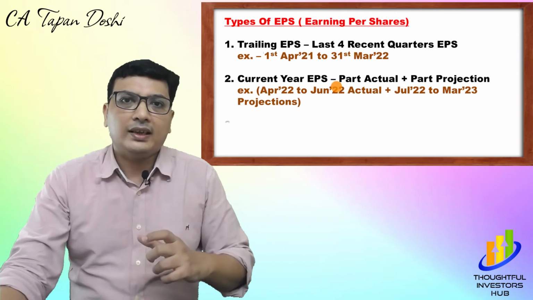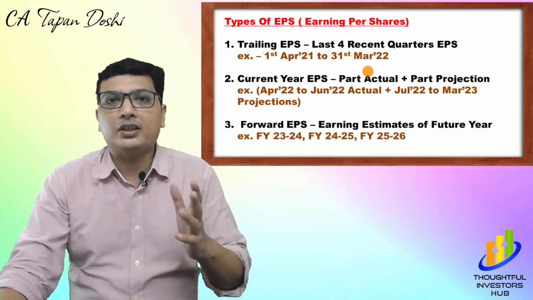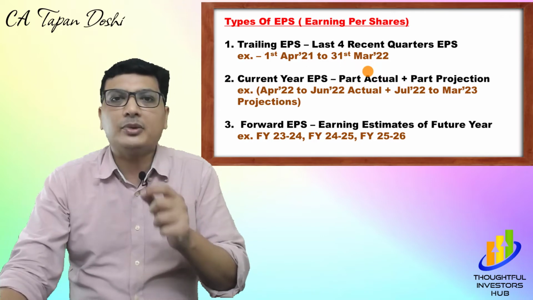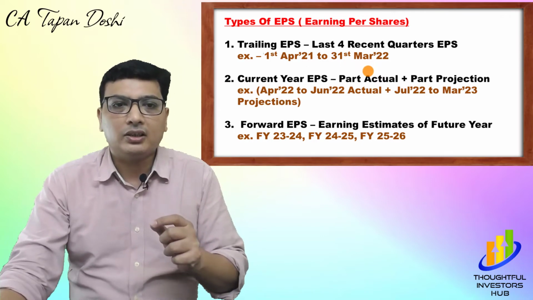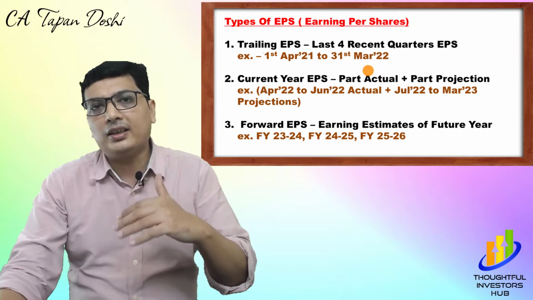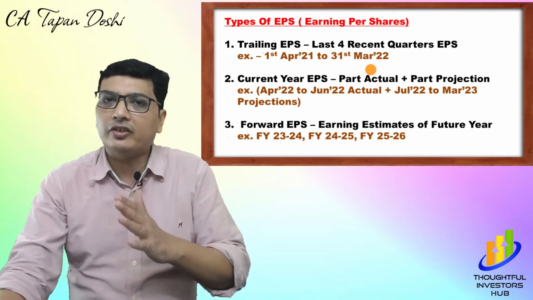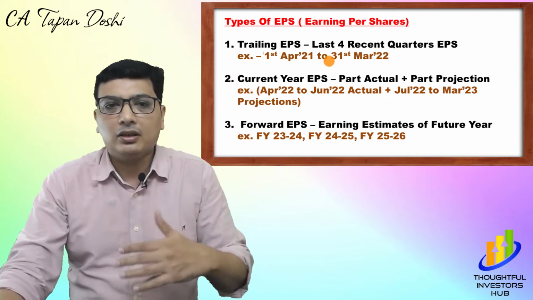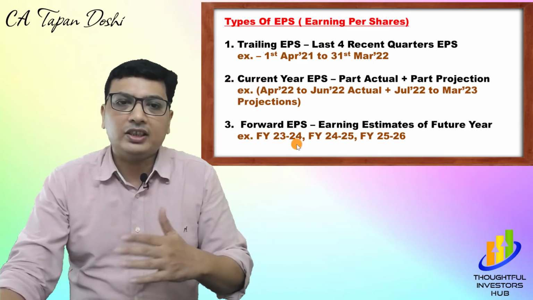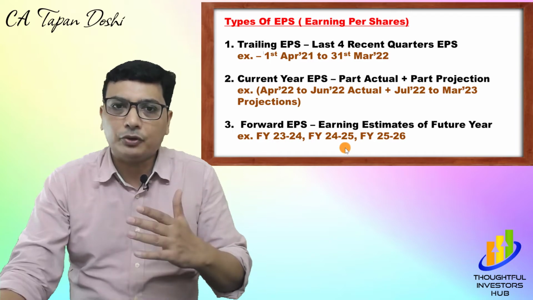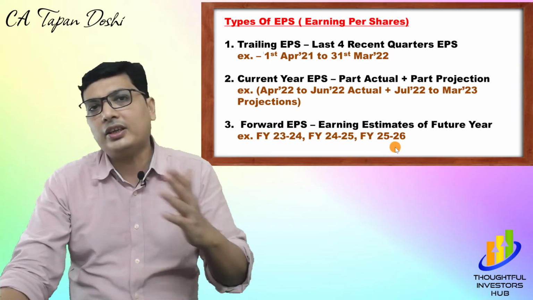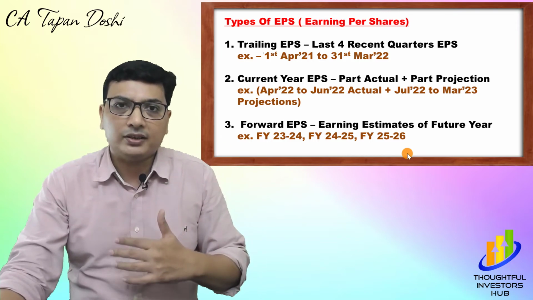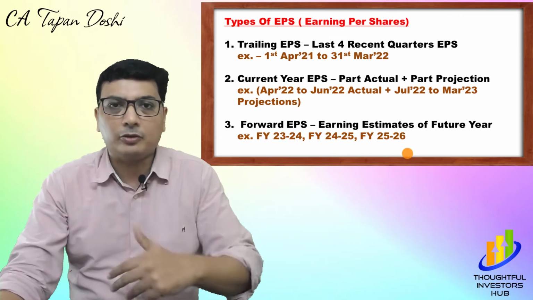Okay. And the third type is nothing but forward EPS. Now, what is forward EPS? Forward EPS is nothing but earning estimates of the future years. Okay. So, for the current financial year 2022-23, the forward EPS is nothing but the financial 23-24 EPS, financial 24-25 EPS, and financial year 25-26 EPS. So, these are the three types of EPS in the market, in finance terminology.